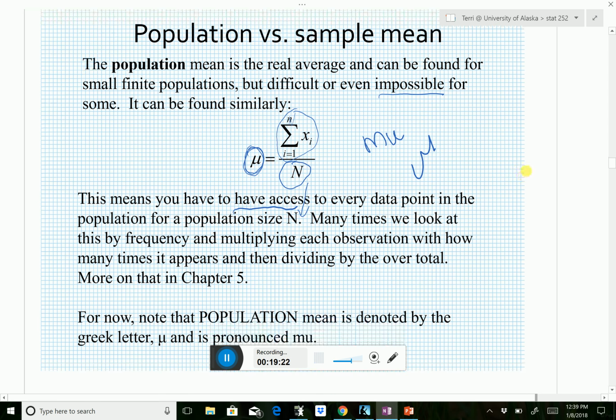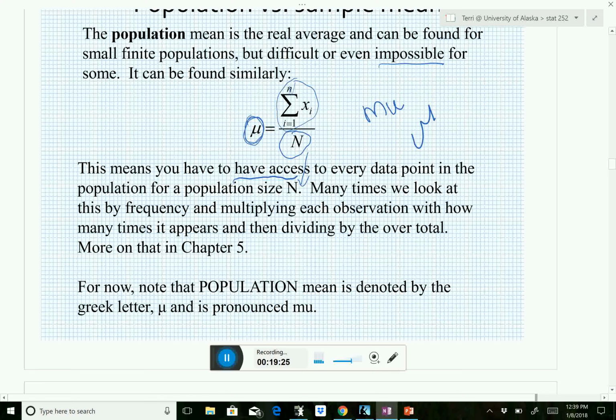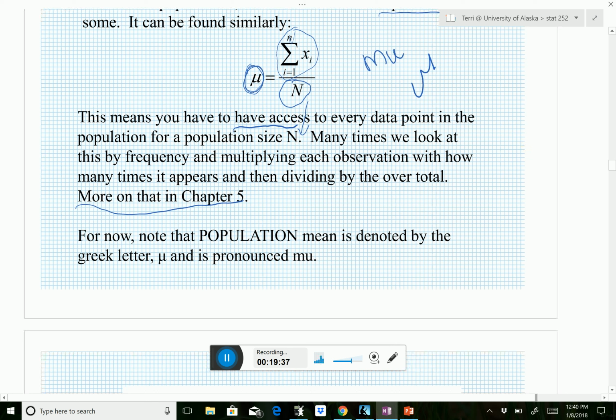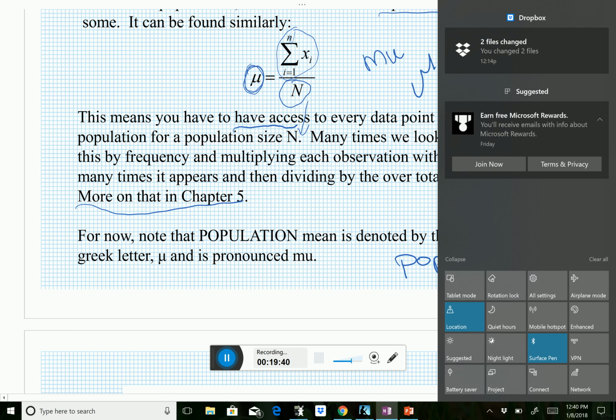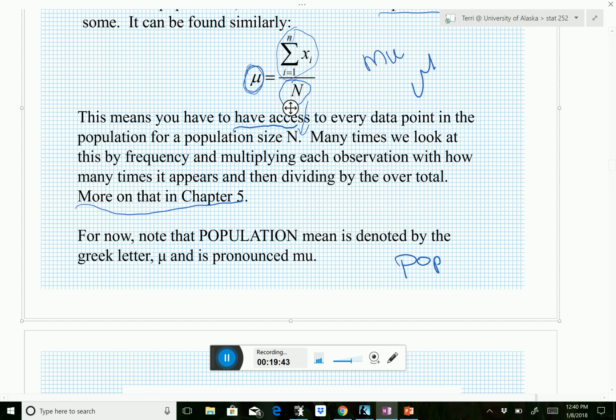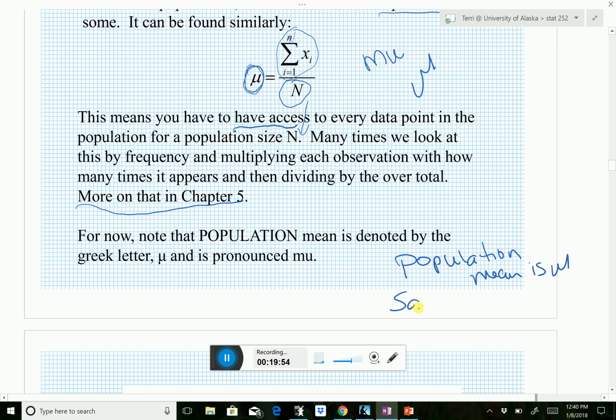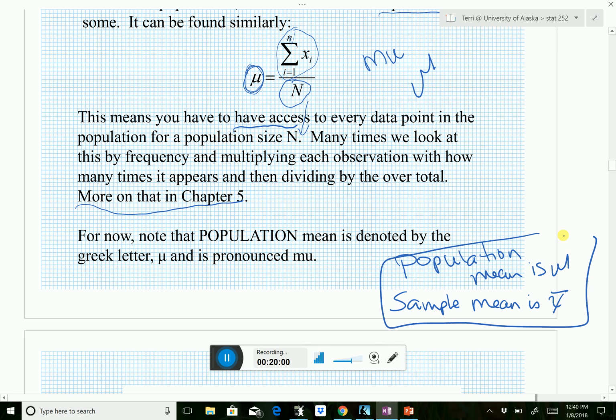And like I said, many times we look at this by frequency, multiplying each observation by how many times it appears. We're going to do that in chapter 5. You'll be seeing that. Don't worry about that right now. But just remember that the population mean is this Greek letter mu. You can remember that because it's weird in Greek, and most of the time we can't even find what it is. The sample mean is X bar. So that's the difference, and this is really, really important later on in this class.